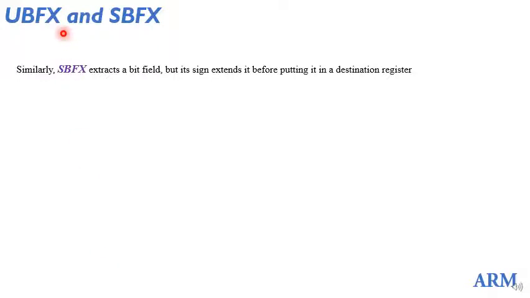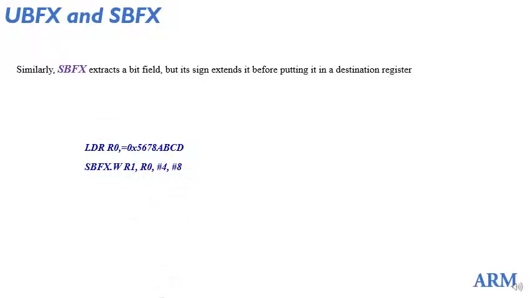Similarly, we have this SBFX instruction which also extracts a bit field, but instead of zero extending as in case of UBFX, here it is going to sign extend before putting it into the destination register. So the instruction is LDR R0, =0x5678ABCD. Okay, so this value will be loaded into R0. The instruction for bit extraction is SBFX.W R1, R0, #4, #8.